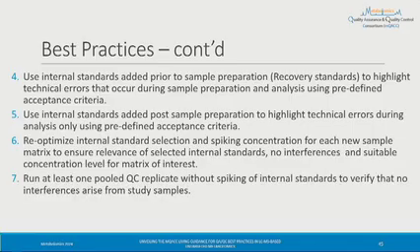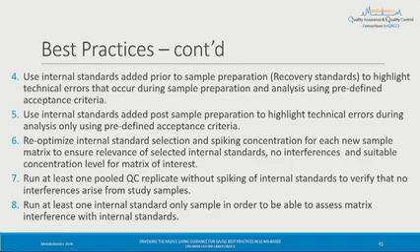We also recommend running at least one pooled QC sample that hasn't been spiked with internal standards, and this gives you a check within that study that there isn't some new unexpected interference from your study samples that could interfere with internal standards. And then last best practice is to run at least one internal standard only sample in order to be able to assess matrix interference with internal standards.